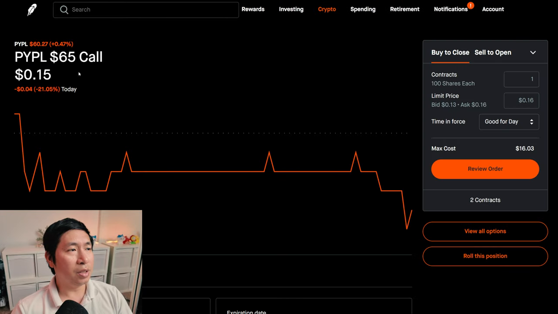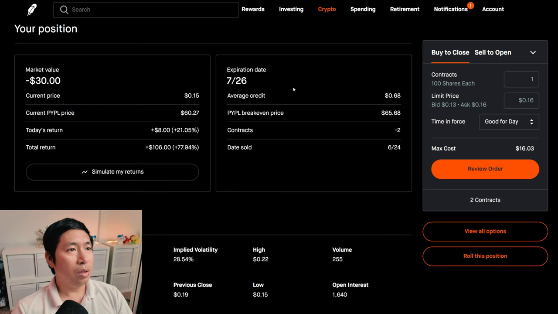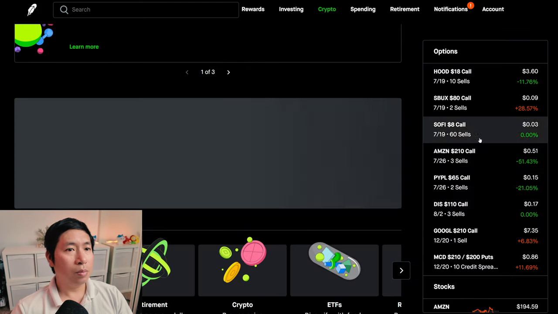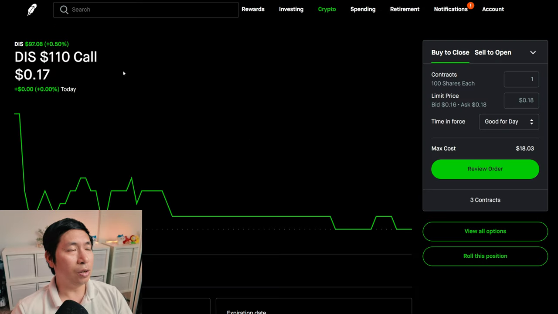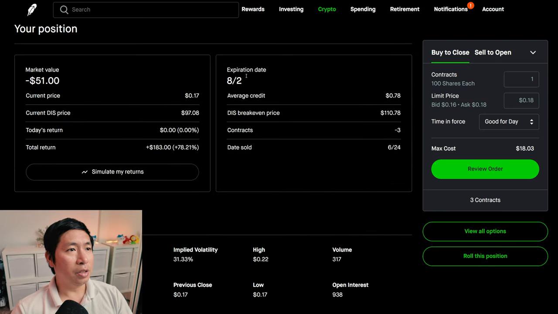I'm selling PayPal $65 covered calls. These expire July 26. My total return, $106. I'm selling Disney $110 covered calls. These expire August 2nd. My total return, $183.